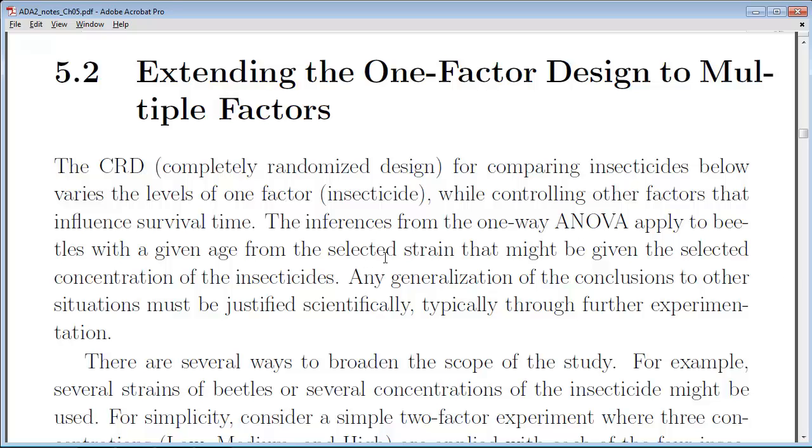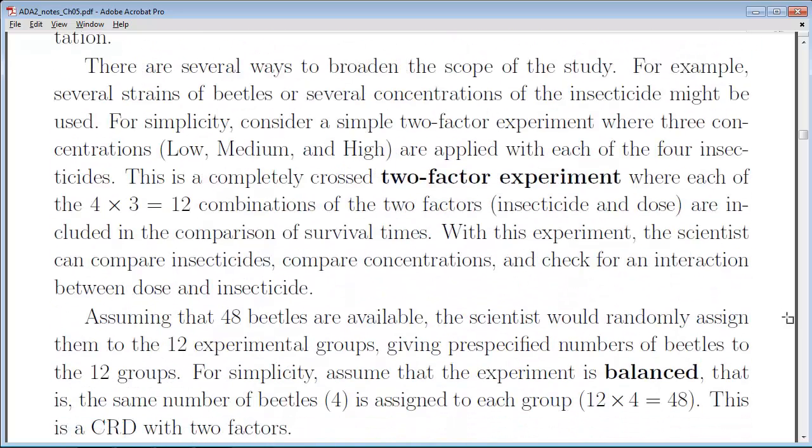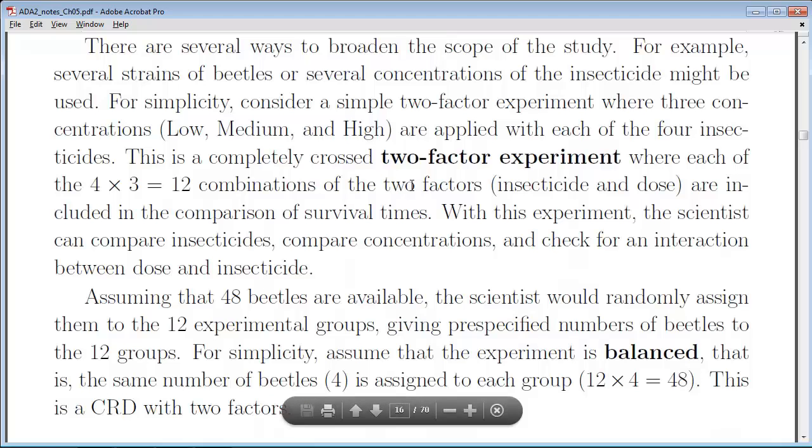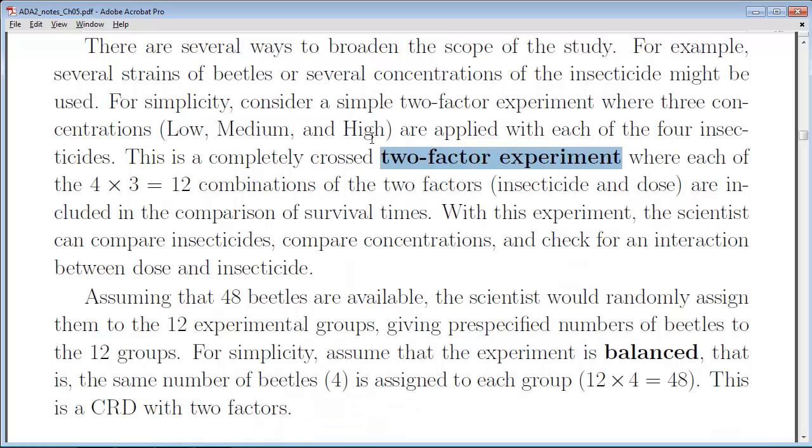And any inference we get from such an experiment is going to apply to that type of beetle specifically. And if you're going to try to generalize to other types of beetles or other types of insecticides, you really either have to do that scientifically by having some other information, or first, some sort of scientific data, or conduct further experiments, which would be my general strategy here. All right, so we're going to look at this two-factor crossed experiment where we've got different insecticides.